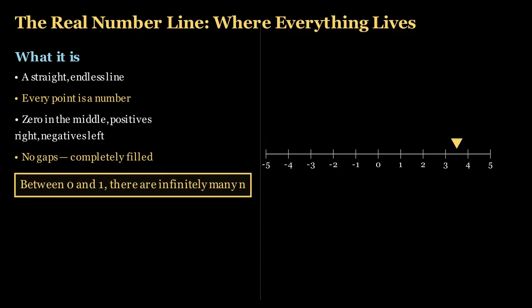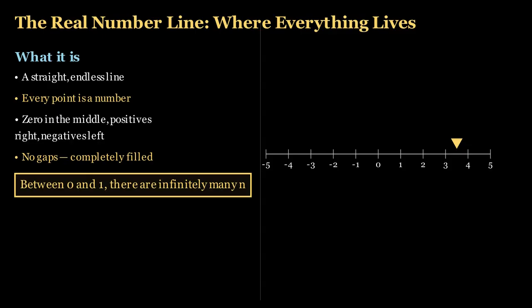But here is the key idea: there are absolutely no empty spaces. Between any 2 points, no matter how close, there is always another number. This line is completely filled, like an unbroken thread. We call this the real number line, and it is the home of every number you can think of: whole numbers, fractions, and even numbers that cannot be written as fractions.